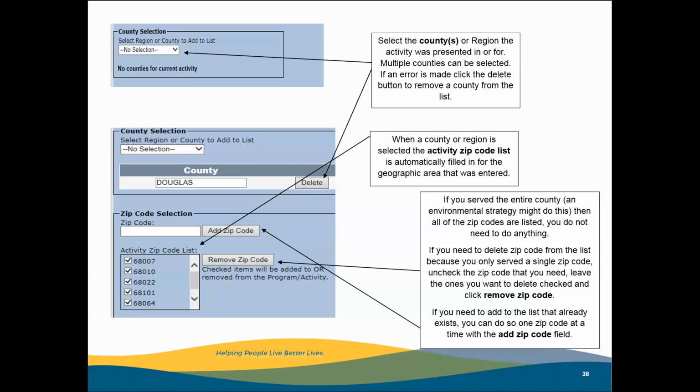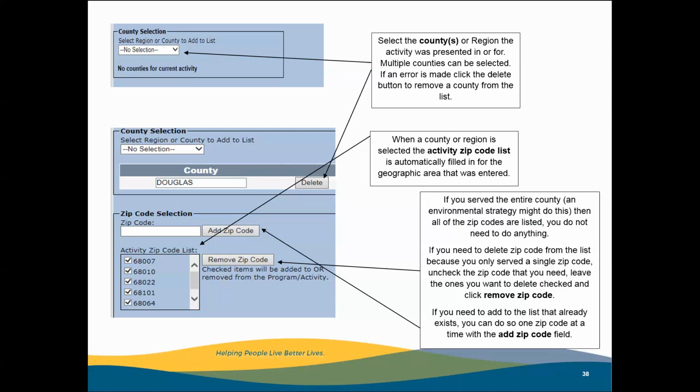If you're serving a specific zip code, then when you select the county that you're serving, the zip code box will fill with all of the zip codes in that county automatically. And you then have to decide whether or not all of those zip codes meet your needs. So if you served all of the zip codes in that county, then you leave them all there. If you did not, and you only served 1 or 2 zip codes within that county, then you can check the boxes and click the Remove Zip Codes button. And the only zip codes that are saved are the ones that are in the box with a check mark when you save at the end of the page. I know that that's confusing.